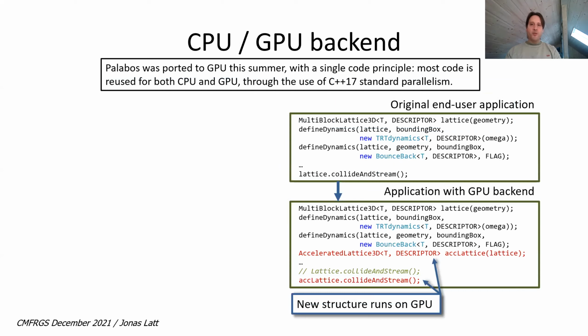So let me show you here just a quick extract of an end-user application. On top you have the type of code you're going to write if you run on CPU, and at the bottom the type of code you're going to write if you run on GPU. It is really the same code. It is just switching from one container to the other, and your simulations can also be hybrid.